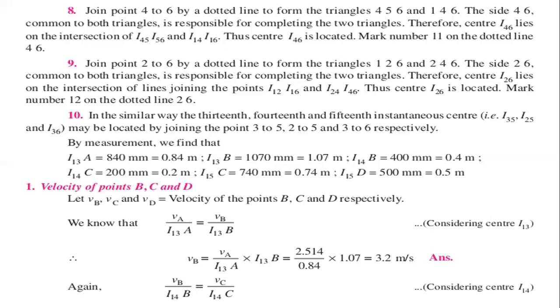Next, in the same way, the 13th, 14th, and 15th instantaneous centers may be located. That is I35, I25, and I36. So by dividing the other sections also, we can generate these instantaneous centers, which may be located by joining the points 3 to 5, 2 to 5, and 3 to 6.